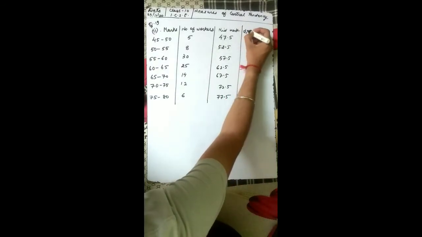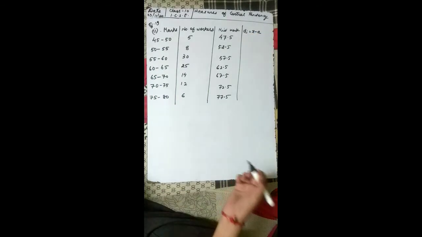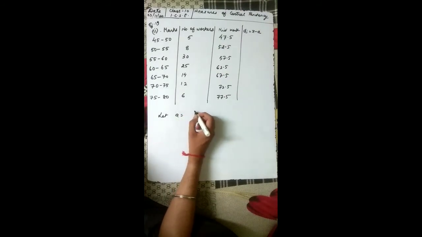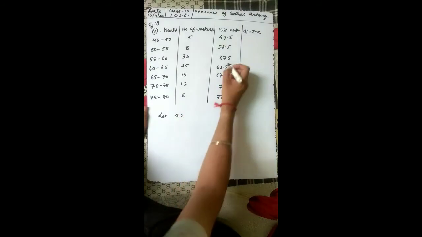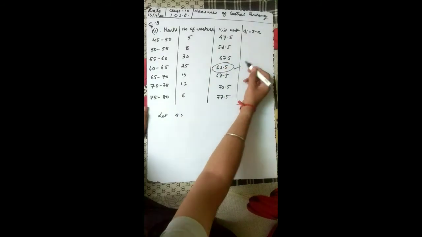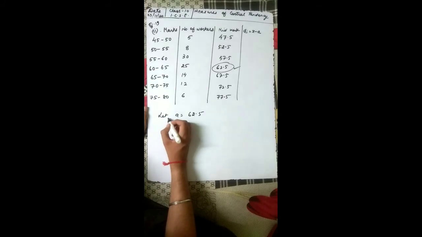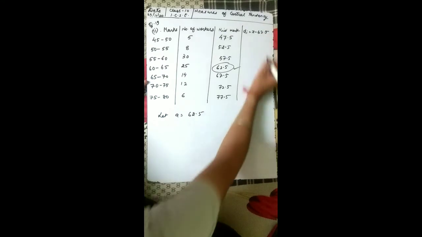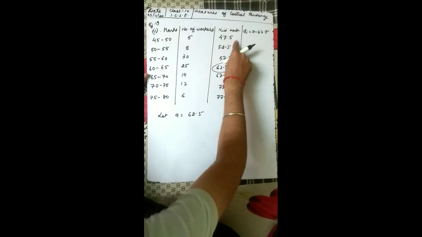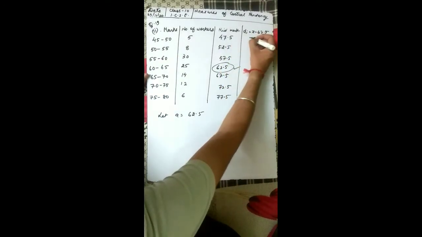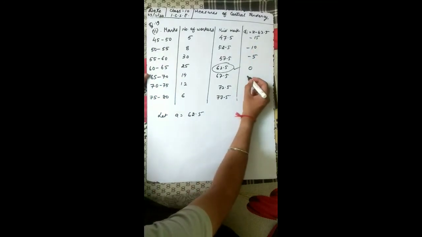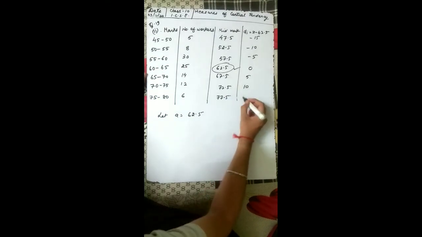Now one column we will make, that will be di equals x minus a, where let a be equal to a mid value. This one will be the perfect one. So assumed, let a is equal to 62.5. In place of a we'll write 62.5. Now subtract from x. 47.5 minus 62.5, you'll get minus 15. Here minus 10, minus 5, 0. Then it will give you 5, 10 and 15.